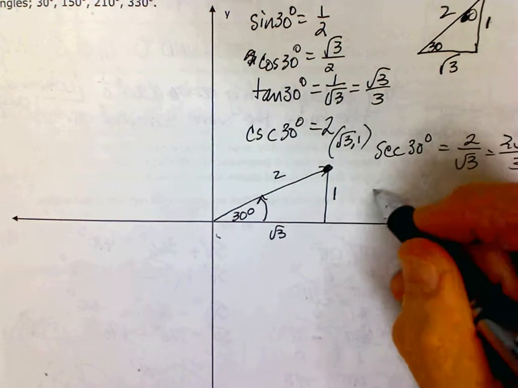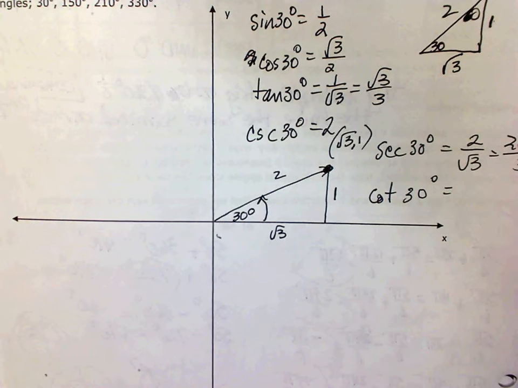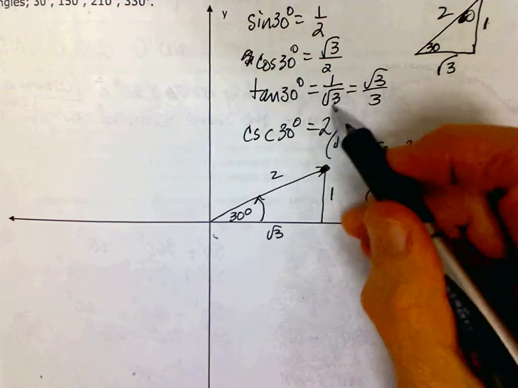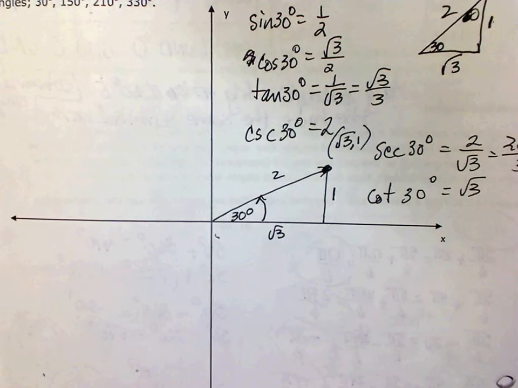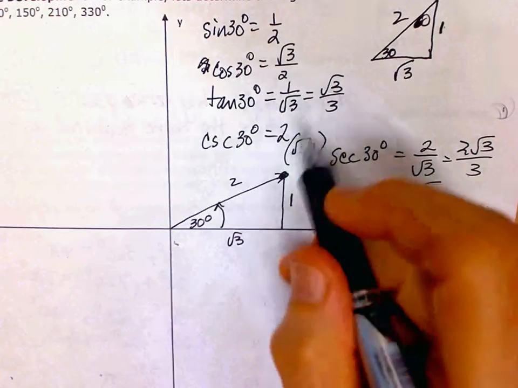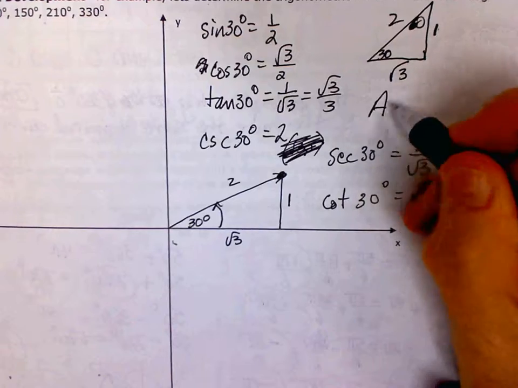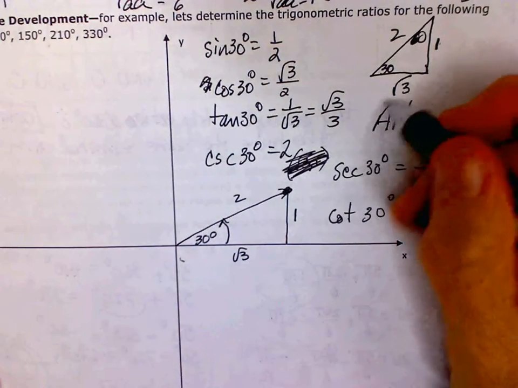And what's cotangent of 30 degrees? Cotangent? Well, you use this one. It's just root 3. Okay? So notice that they are all positive here. Every trig ratio is positive. All.